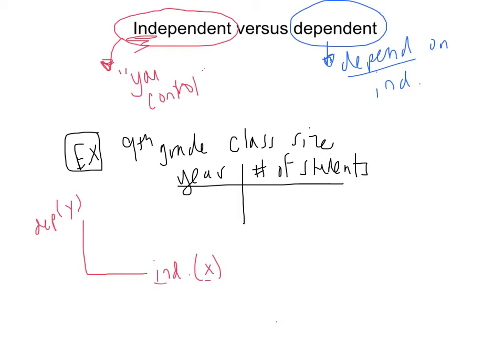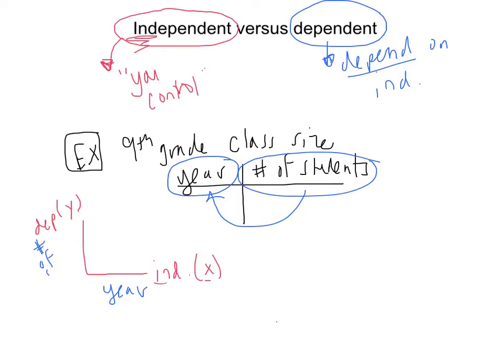So let's identify, okay, what can I control? Well, in this case, I really can't control what year it is, and I can't control the number of students. But I can pick out a year, and the number of students depends on the year. In one year they may have 89, another year they may have 100. So my year is my independent variable, and on my y would be the number of students, because the number of students depends on the year.